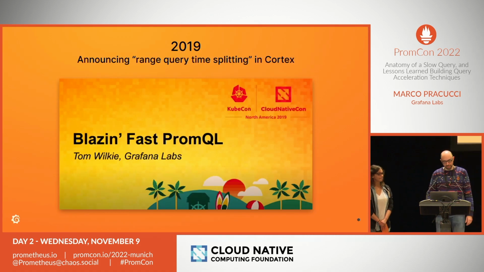Now, this topic is not new. Actually, 3 years ago, Tom was on the stage of KubeCon North America to present what I think at that time was the first query acceleration technique in Cortex, which is the range query time splitting. We will share in detail later on how it works. This talk is a sort of follow-up. So, fast forwarding 3 years later, what's the current state of the query acceleration techniques we use in systems like Grafana Mimir, Thanos, and Cortex as well?